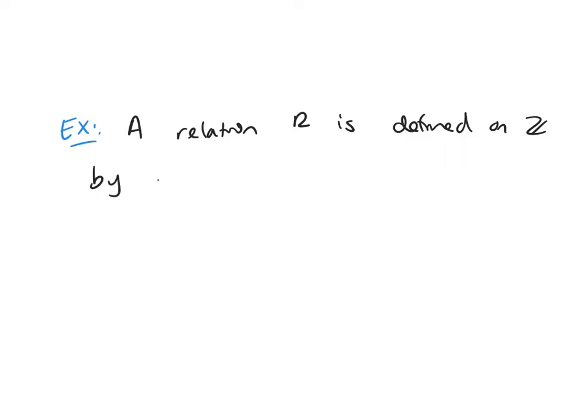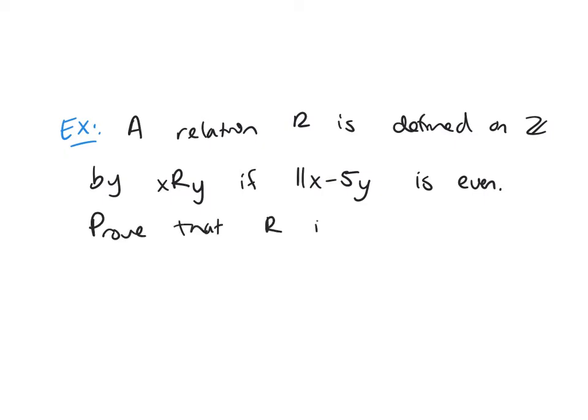So now let's look at an example. I'm going to say that a relation R is defined on Z by x relates to y if 11x minus 5y is even, and I want you to prove that R is an equivalence relation.